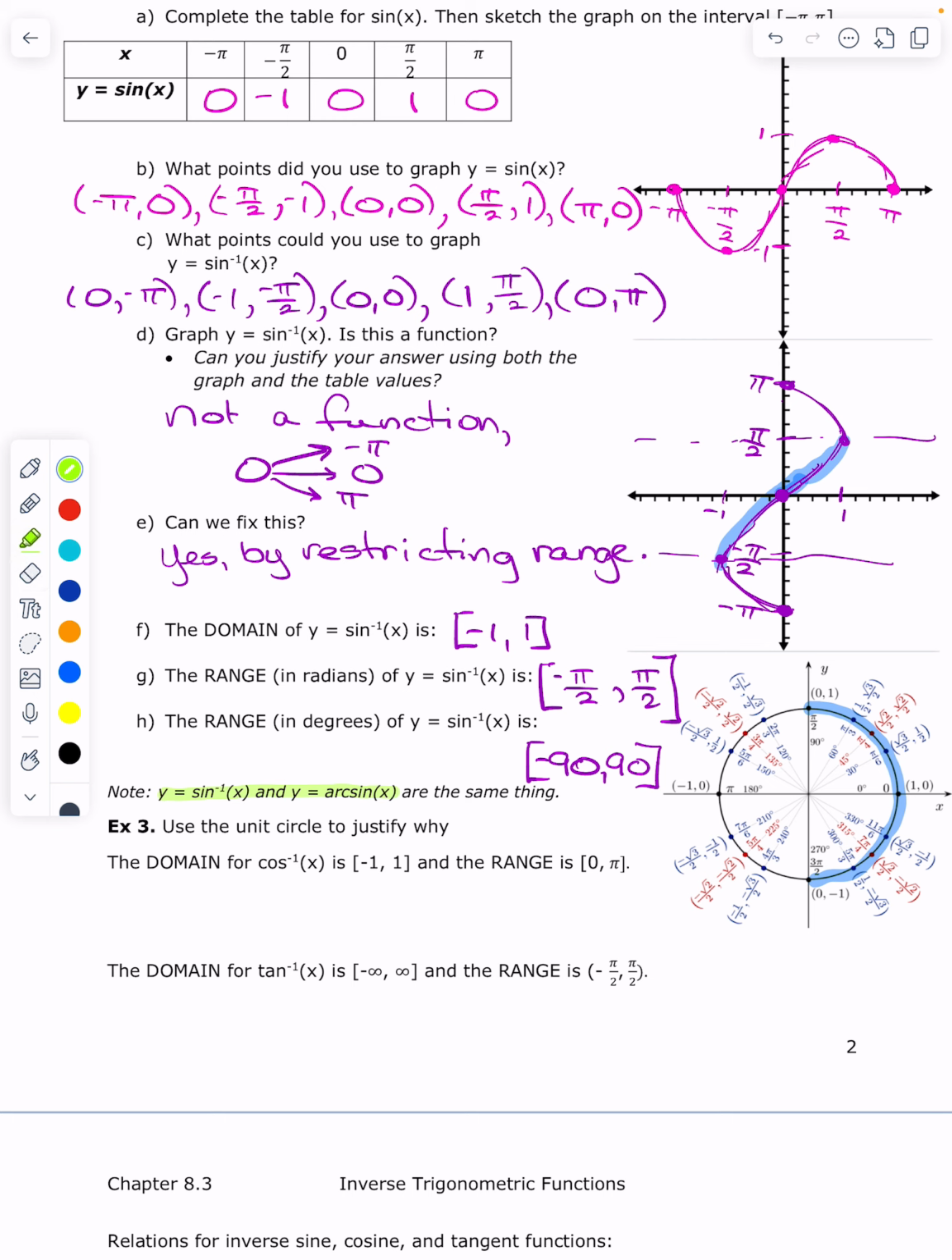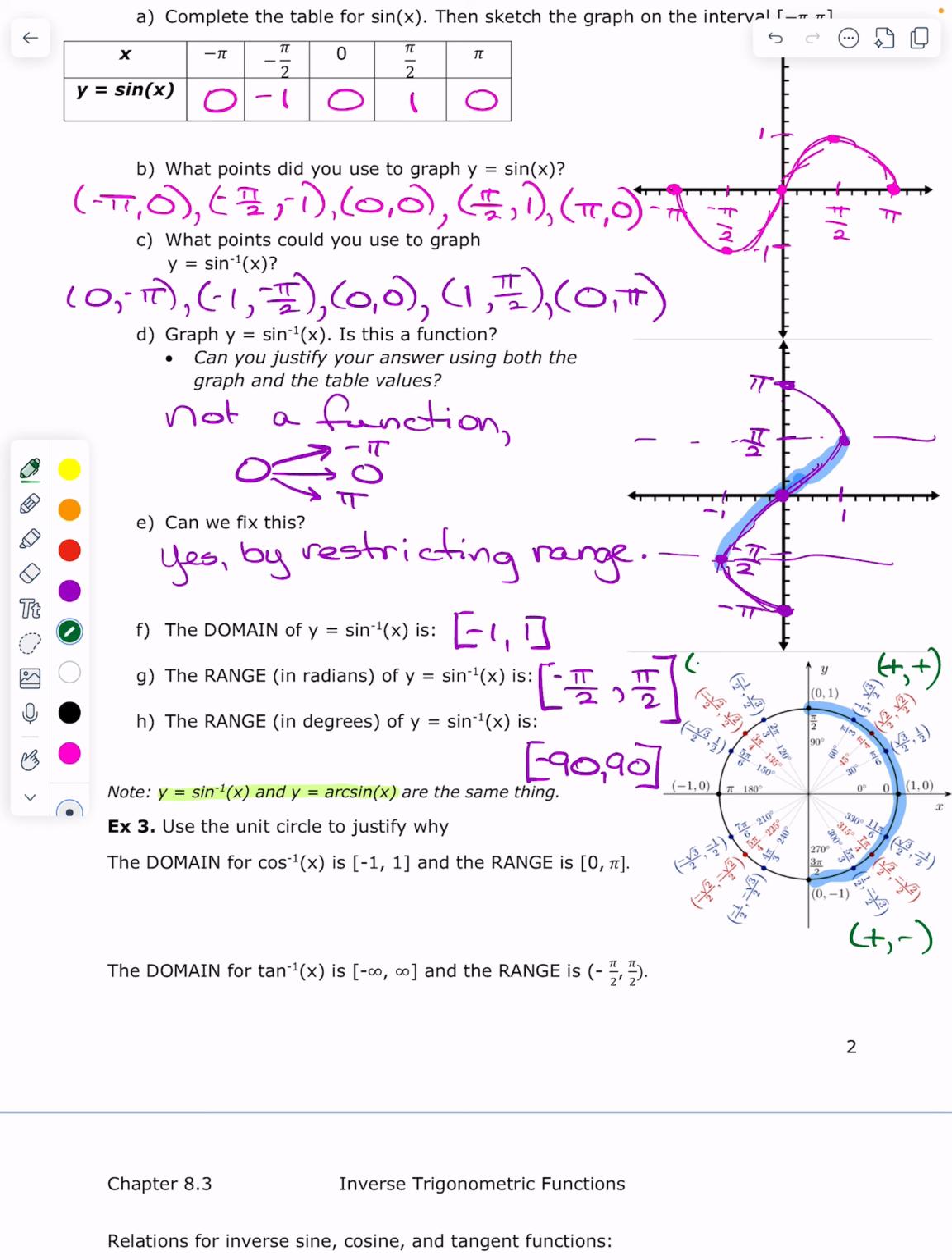Okay. So now let's take a look at that unit circle as we consider cosine. First off, if we talk about cosine, cosine is positive in quadrant 1, but it's also positive in quadrant 4, so that doesn't help. I cannot use negative pi over 2 to pi over 2. Those are going to repeat output values.